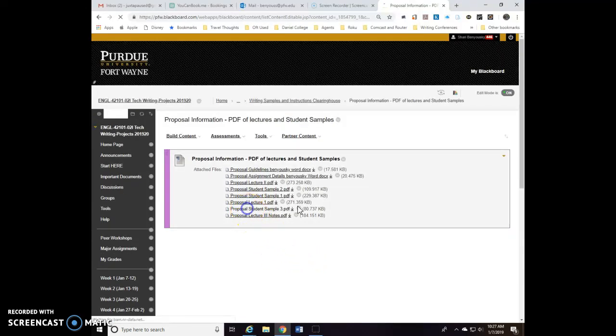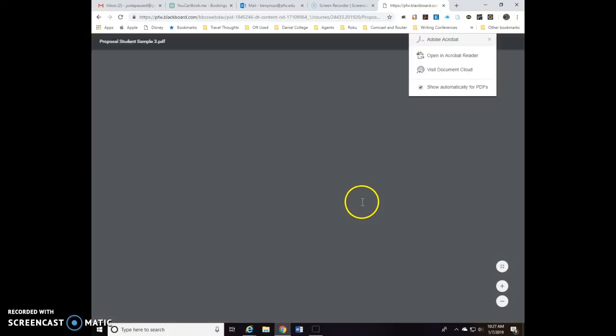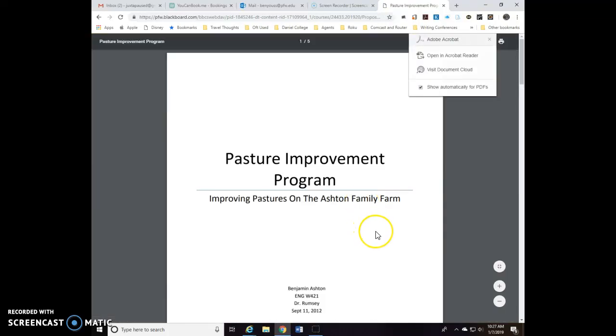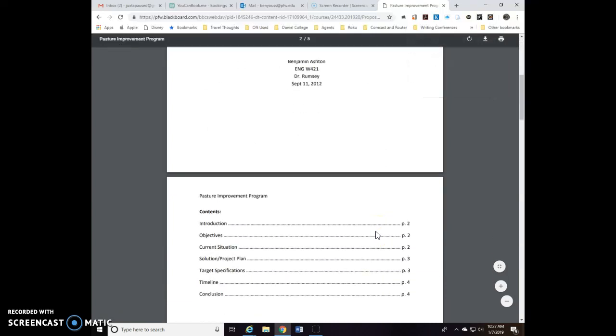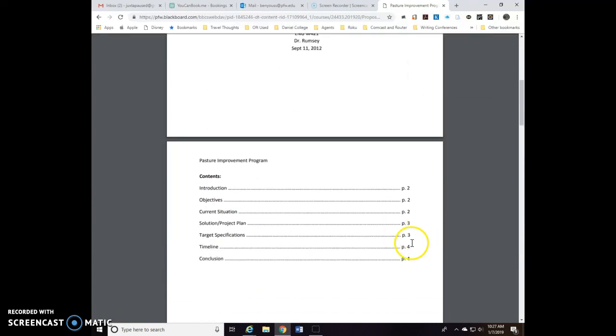I'm opening student sample 3 right now, and that is Benjamin, who did a pasture improvement program. This is an example of someone who's in a technical field, MET, but he was not currently in senior design, so he was kind of in a phase 1. So this is a slightly different type of project angle. Benjamin had a family farm, and he decided he was going to improve that pasture because he wanted to expand what kind of animals he wanted to produce on that farm.